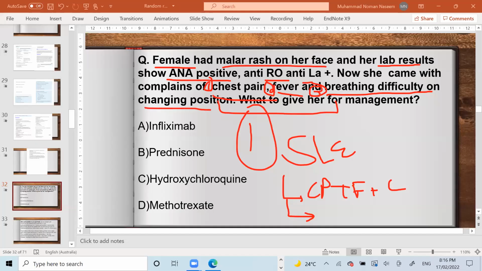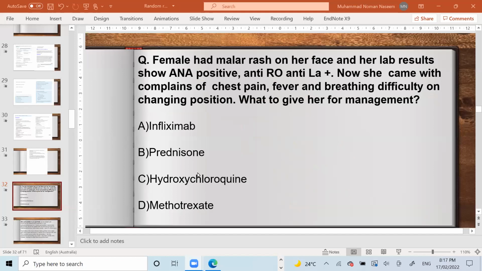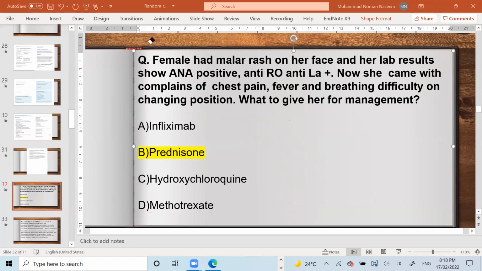So we know that in SLE, the main treatment is to give the immunosuppressive agents or the antimalarials if the patient is having rash or joint disease. But if the patient is having flare-up or complication of the SLE, especially pericarditis, then you prescribe the patient with methylprednisolone. Clear, guys? Now let me walk you through it.